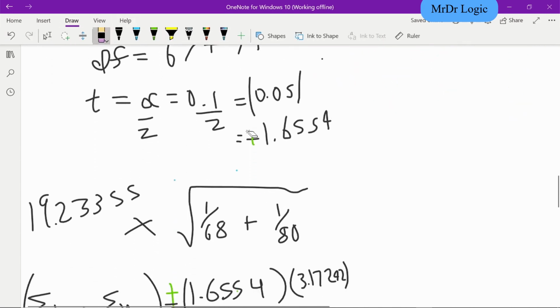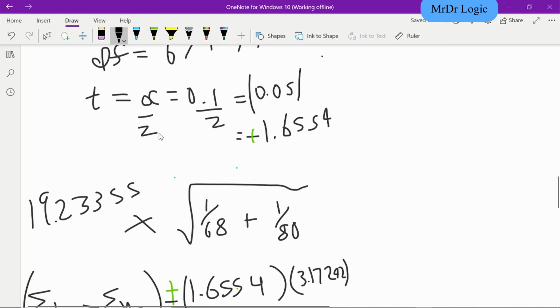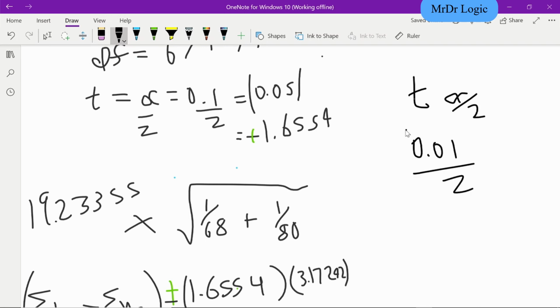And then this is the t-test, because usually you'll get it as t alpha divided by 2. So if it's 0.01, divide that by 2, you'll get that. And usually it asks for the absolute value. So regardless of it being 0.05, I'm pretty sure you're going to get a negative value. Make sure it's positive, because that's what absolute means.